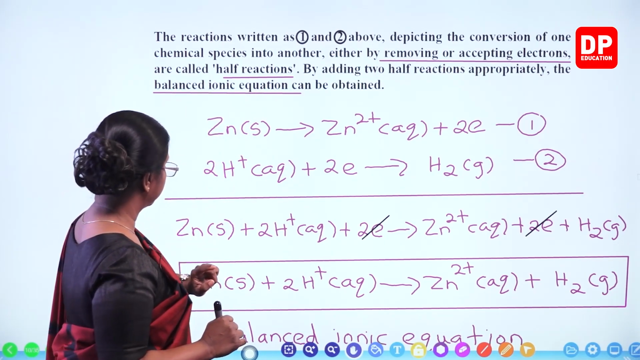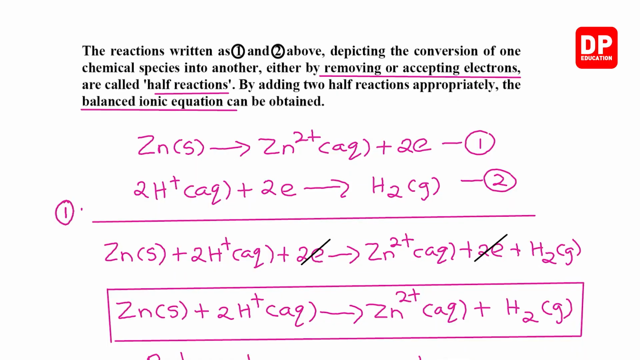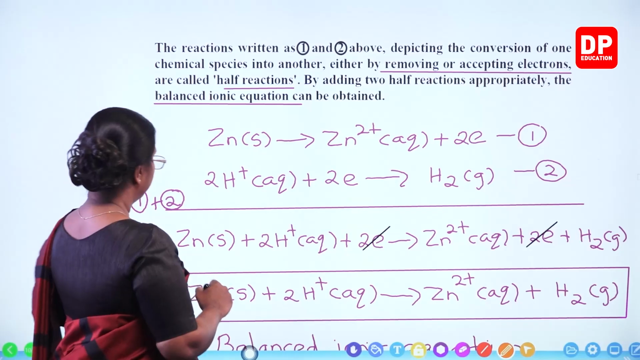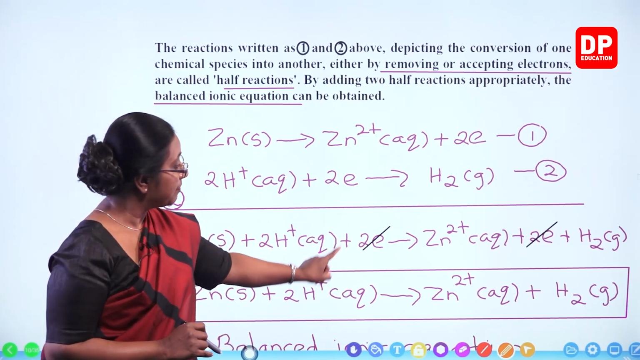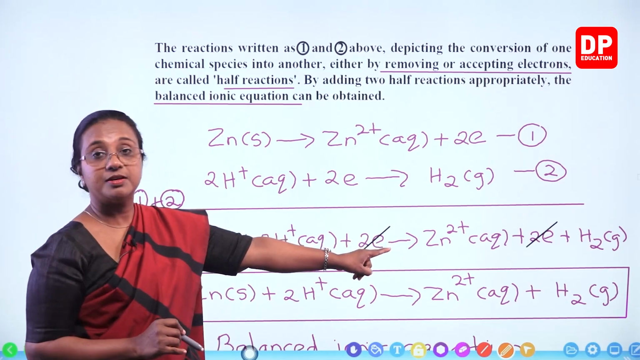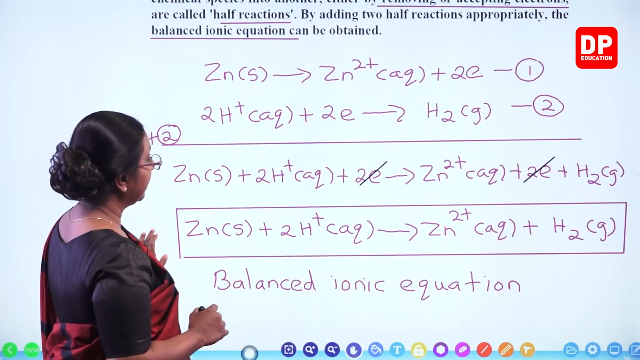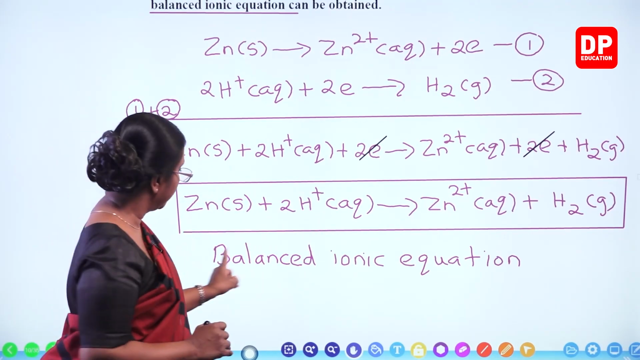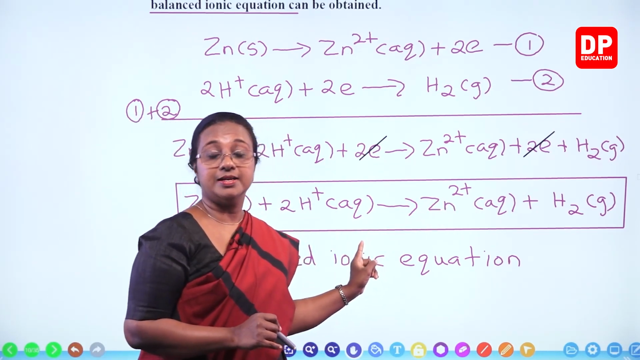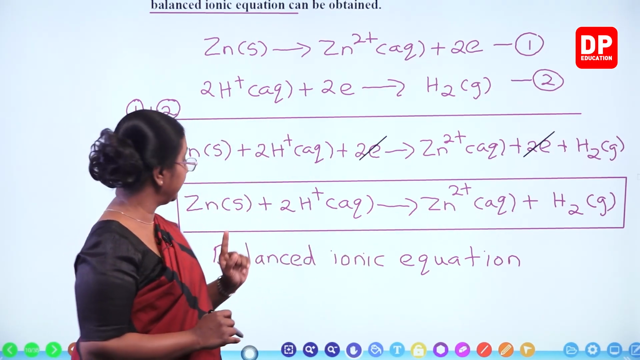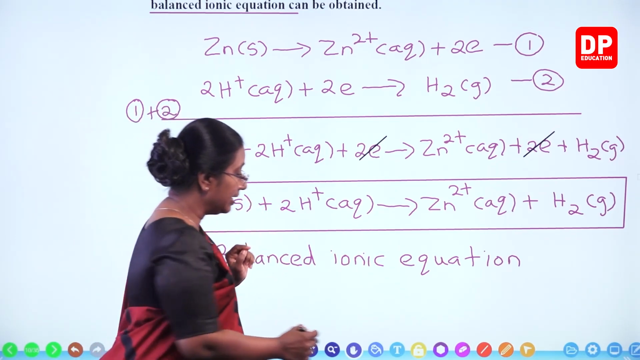Those are half reactions. When you add them together, you will get this equation with electrons. But since you have the same number of electrons on either side, you can cancel them off and you will get this final equation, which is a balanced ionic equation. Here also there are ions, so it is a balanced ionic equation. With that, I'll move on to the next slide.